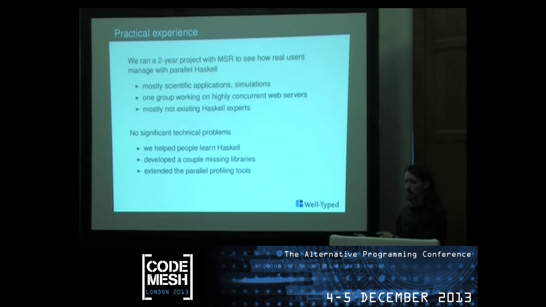We had to develop a few missing libraries that they needed. The Los Alamos group needed a high-performance parallel random number generator that was statistically good enough to use in Monte Carlo or some sort of simulations. I don't even know if it was, I don't understand the physics of it. And we extended these parallel profiling tools, the ThreadScope I showed you earlier. We added the Spark profiling into that. But basically, they did okay.